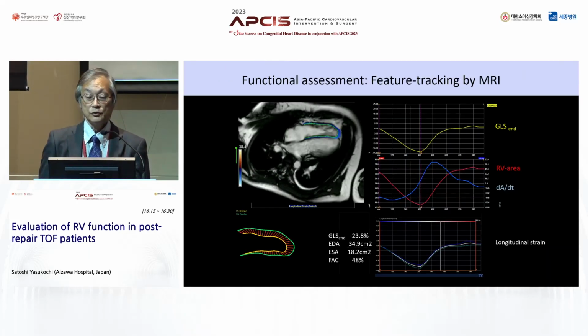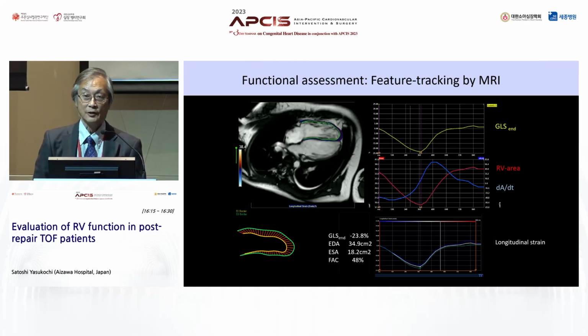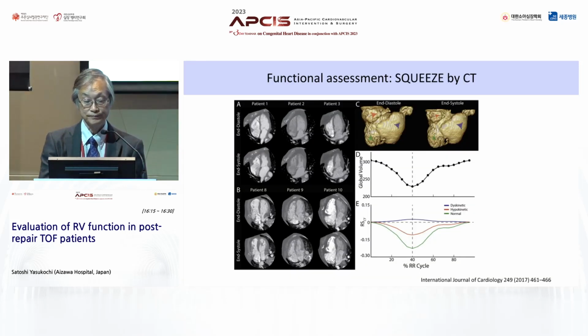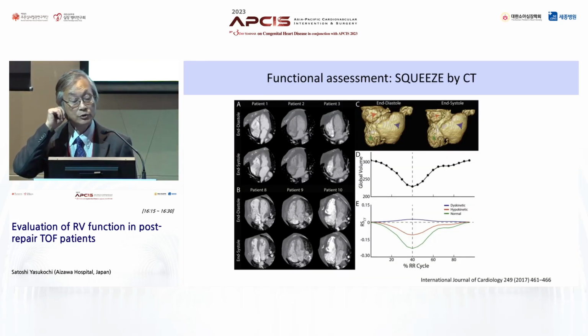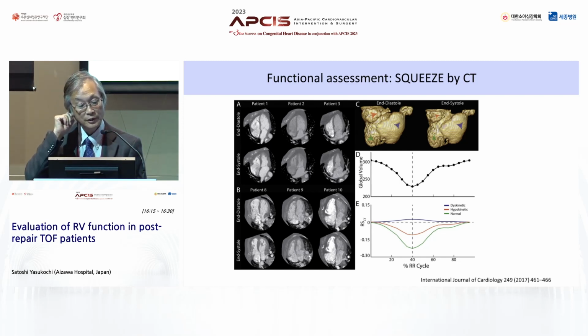And also you can use it for MRI, with the same spectral tracking, using feature tracking in a way. You can get GLS and also RV area and volume change as well. And you can also use it for CT, with a special program to measure the squeeze, and then you can get some of the volume changes as well as radial strain.